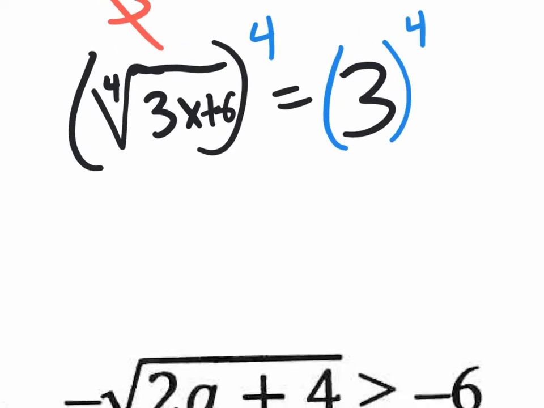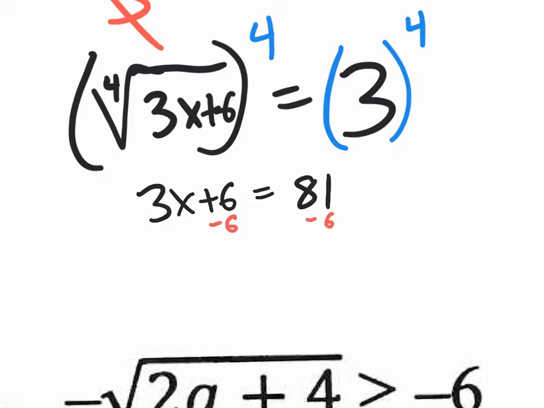Wait a minute, I zoomed in too far. Simple equation: 3x plus 6, no more fourth root, no more fourth power, equals 3 to the fourth, which is not 12. It's actually 81. 3 times 3 times 3 times 3 is 81. And let's solve this thing.